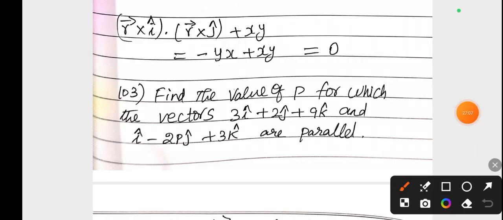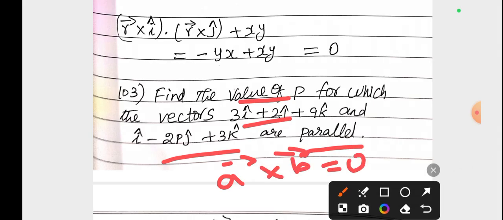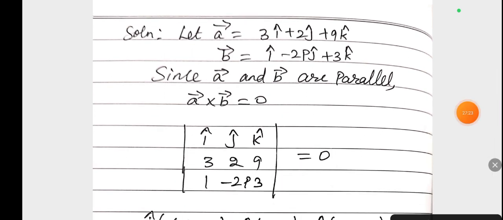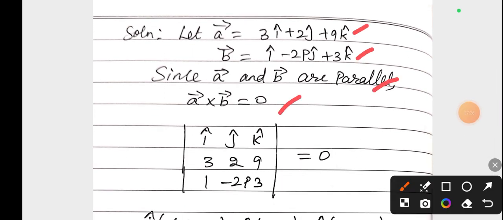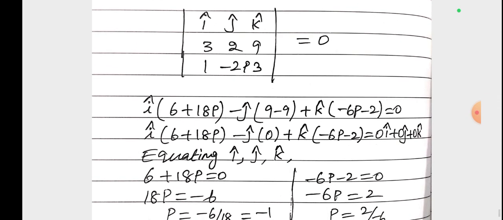The 103rd question says: if I want to find the value of p, the two vectors are parallel. When you want two vectors to be parallel, the cross product of the two vectors will be 0. For perpendicular vectors, the dot product is 0. So consider a vector and b vector both parallel, so a vector cross b vector equals 0. Keep the vectors properly, children.